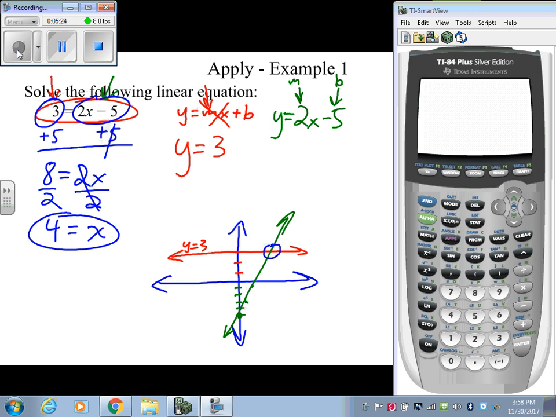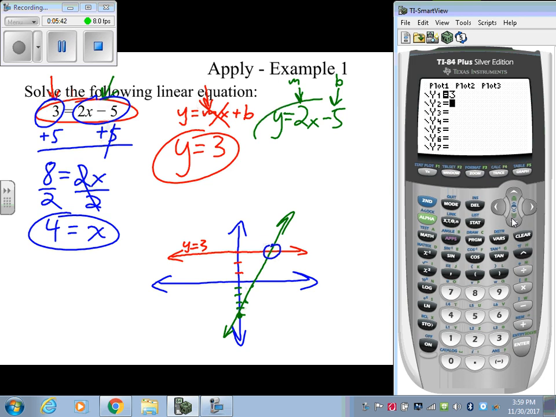So on my calculator, I'm going to take my red equation, which was y equals 3, and I'm going to go to my y equals on the calculator, and I'll clear it out here. I already had them in, but I'm going to type y equals 3. And then for my second y, or my y sub 2, I'm going to type my green equation, y is equal to 2x minus 5. Where did these come from? Well, again, the 3 was just the left-hand side of my original equation, and the 2x minus 5 was the right-hand side. So in one y, I'm putting the left-hand side of my equation, and in the second y, I'm putting the right-hand side of my equation.